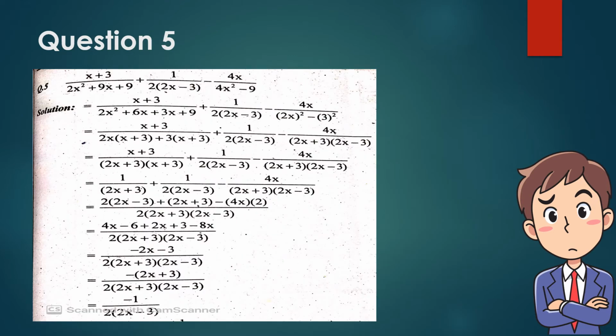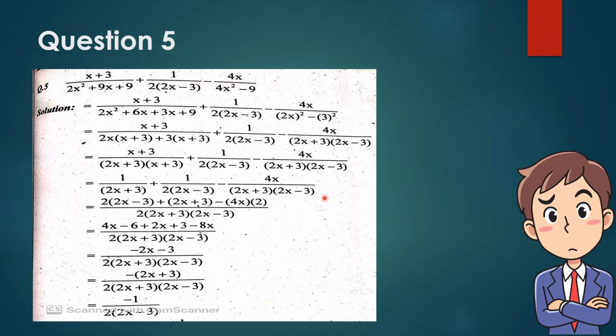In question number 5, in the denominator you have 2x square plus 9x plus 9. You will apply the midterm method here. In the second one you have 2 into 2x minus 3, and in the third one you have 4x square minus 9. So in the third one we will be applying the formula of a square minus b square. a will be 2x whole square and b will be 3 whole square. So now by applying the midterm method we will get 2x plus 3 and x plus 3. In the third one we have 2x plus 3 into 2x minus 3.